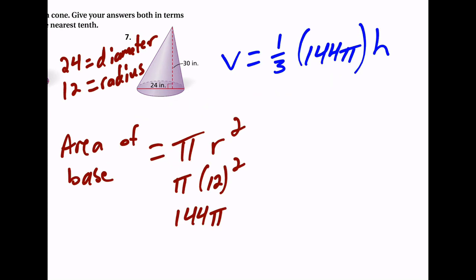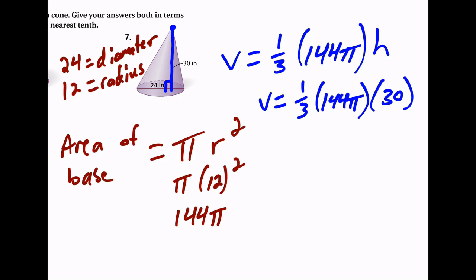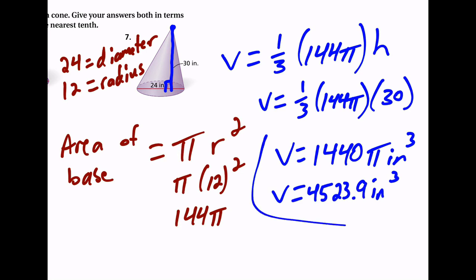So then we have to plug in the height, which is the distance between the vertex and the base so that it forms a 90-degree angle, and that is given here as 30 inches. So I can multiply straight across, and my first answer is 1,440 pi inches cubed. And if I actually multiply out the pi and round to the nearest tenth, here's what I get.